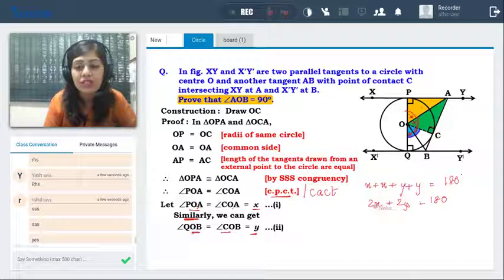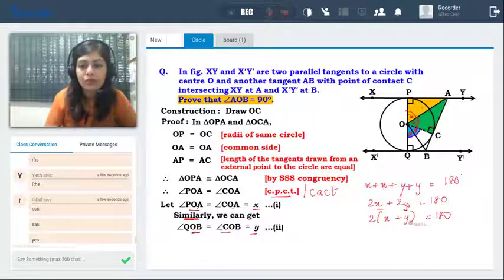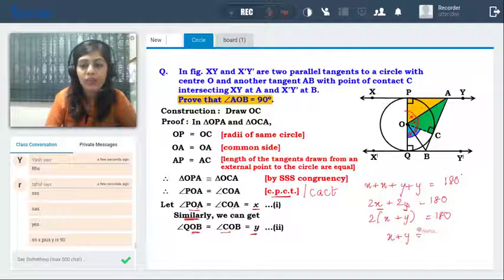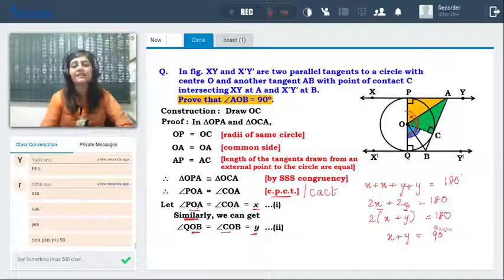Now we have almost reached our destination. We take 2 common. What remains in the bracket is x from here and y from here, equal to 180. So students, what do we get? X plus y is 180 upon 2, which is 90. Yes, that's correct, Rahul. X plus y is 90.